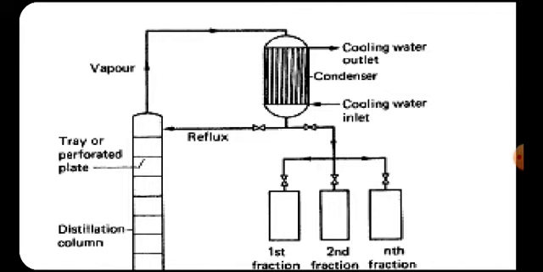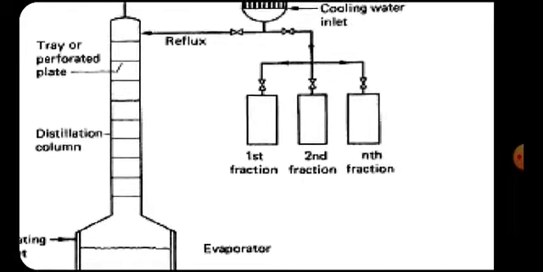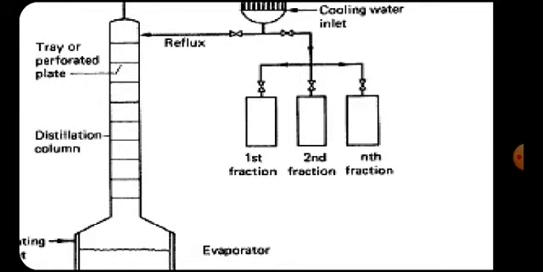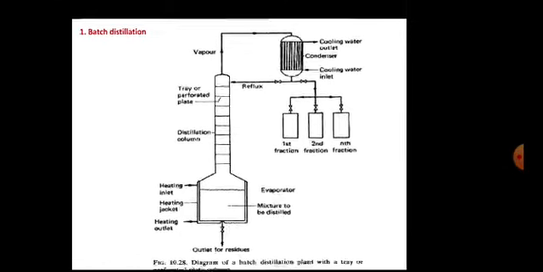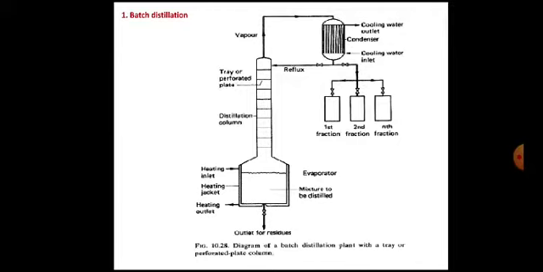The condenser is attached to cooling water through a cooling water inlet and cooling water outlet. And the last component is the fraction collector. Here the several fractions which are condensed, the liquids, are collected into several compartments called fractions: first fraction, second fraction, and nth fraction. These are the components of the batch distillation unit. Now let us see how exactly it operates.